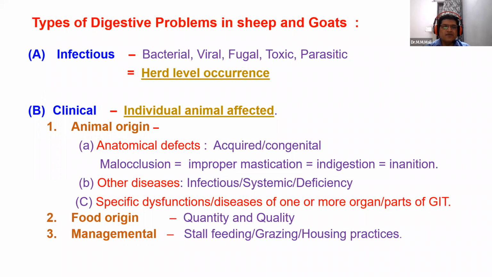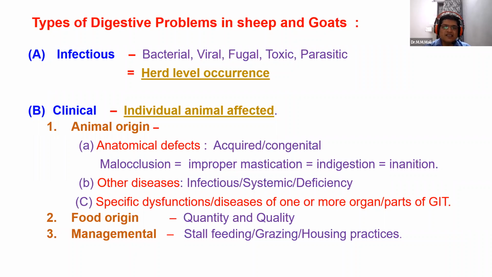These can further be subdivided into the following three categories. Either it may be due to the animal's own origin, so there may be some anatomical defects, either acquired or congenital. For example, malocclusion due to improper mastication, indigestion, and inanition. These anatomical defects make the animal unable to prehend accurately. Other animal-origin causes are infectious, systemic or deficiency diseases. They may cause the occurrence of digestive problems.